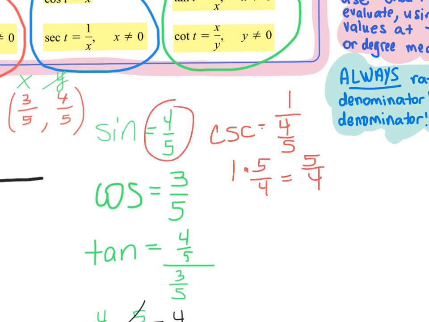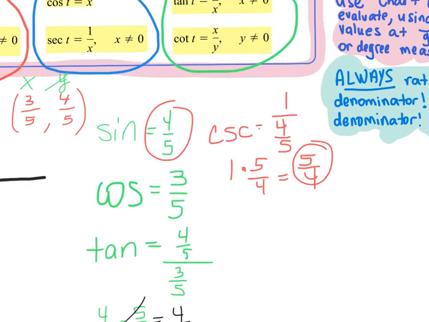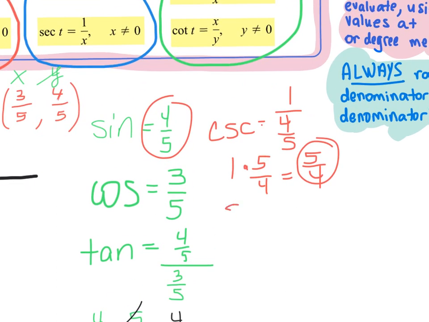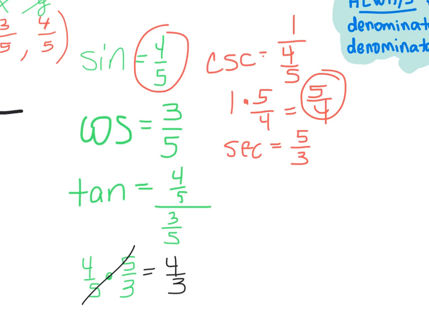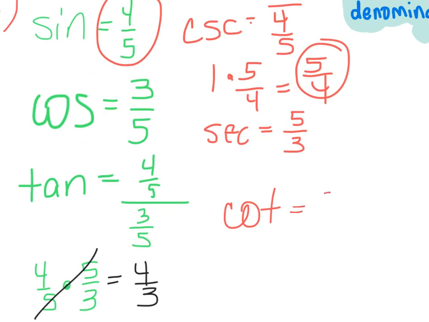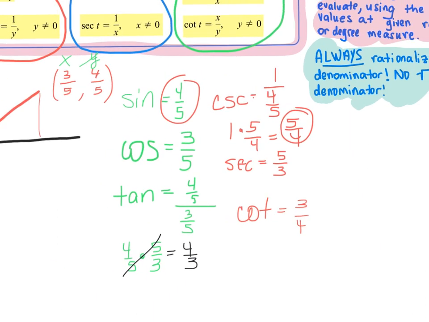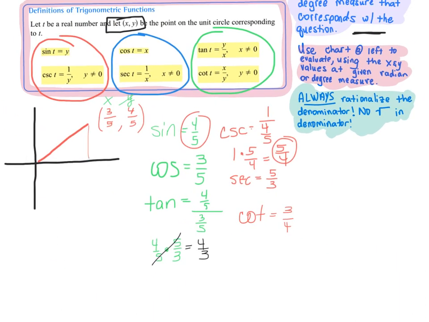If you notice, what do we do? We just flip it. So the reciprocal of cosine is secant. If my cosine is 3 over 5, then my secant is 5 over 3. And then my cotangent is the reciprocal of tangent. So instead of 4 over 3, we have 3 over 4. That's how you would evaluate something given just a random point, which will be on your web assign.